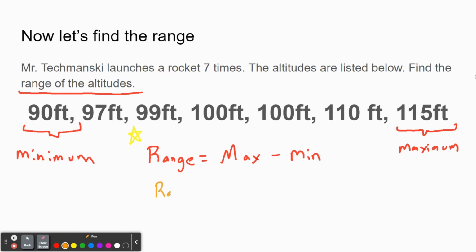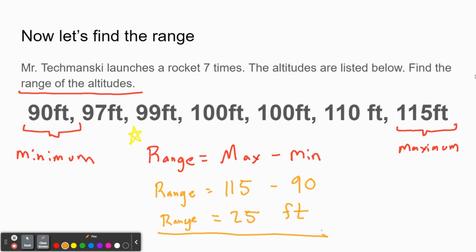So our range for this problem, our maximum is 115. Our minimum is 90. So we're going to subtract 90 from 115, and we should get 25. We do have to remember that our units are feet, so we want to say that our range is 25 feet. That's it. That's all you gotta do to find a range. Copy down anything that you need from this slide before we move on to the next one.